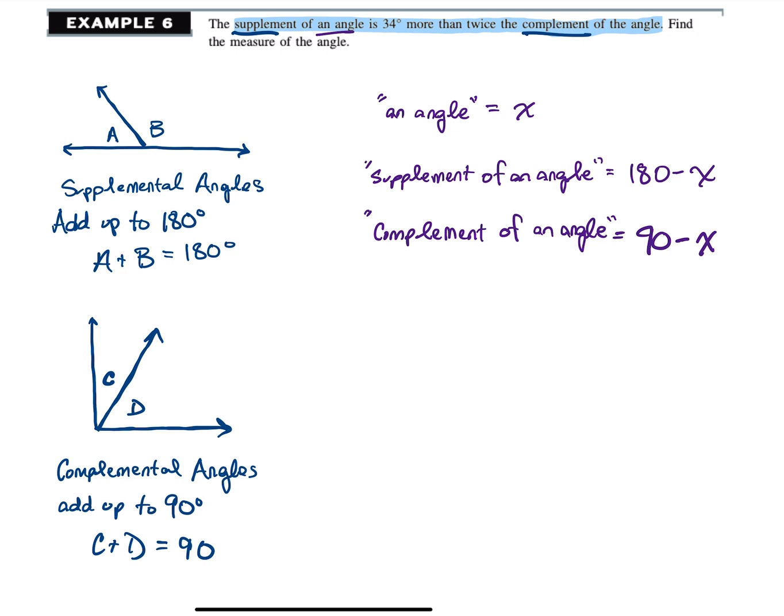And we're saying that the supplement is 34 degrees more than twice the complement. So let's turn that into an equation. Maybe I'll write it out. So the supplement is 34 degrees more than twice the complement.